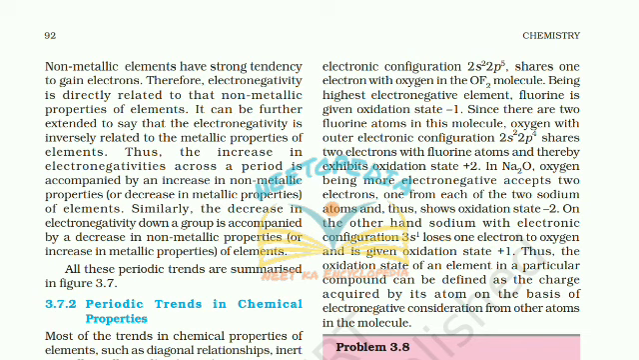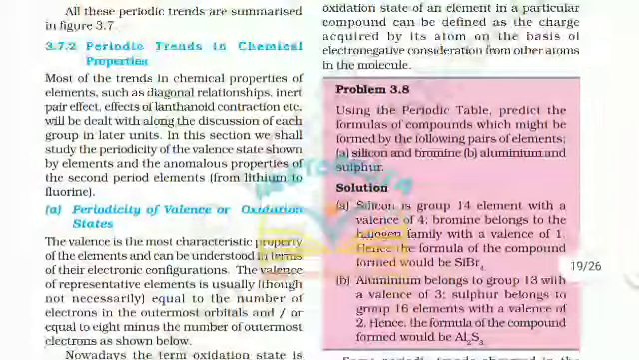In Na2O, oxygen, being more electronegative, accepts two electrons from each of the two sodium atoms and thus has oxidation state -2. On the other hand, sodium, with electronic configuration 3s1, loses one electron to oxygen and is given oxidation state +1. Thus, the oxidation state of an element in a particular compound can be defined as the charge acquired by its atom on the basis of electronegative considerations from the other atoms of the molecule.